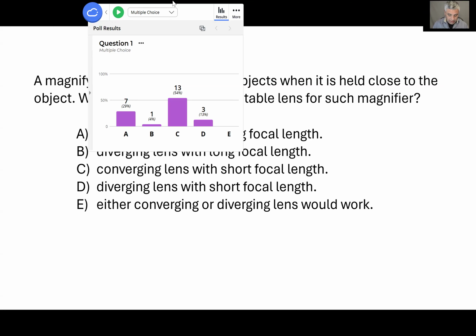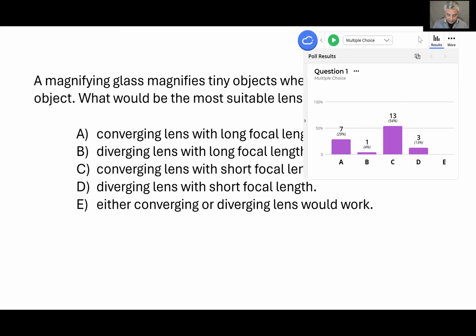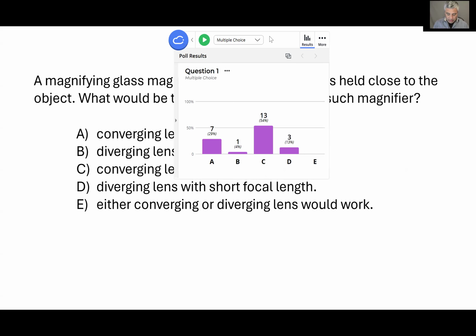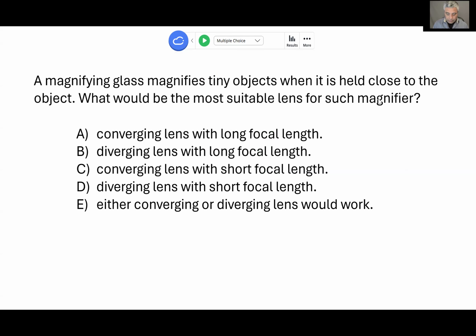So A and C is dominating. So the correct answer in this case is C. So we talked about converging lens, and when the object is very close, within the focus, what happens? It creates a magnified and upright image. That's what we learned.